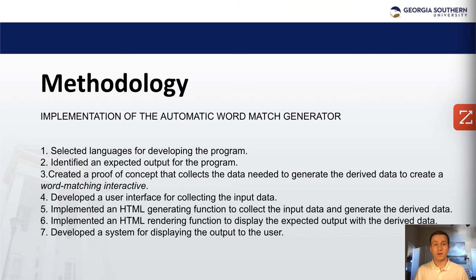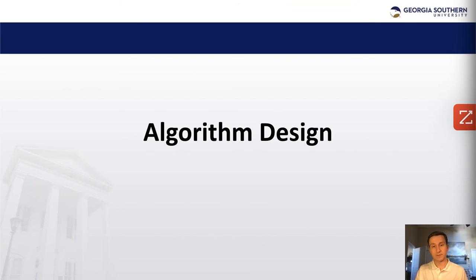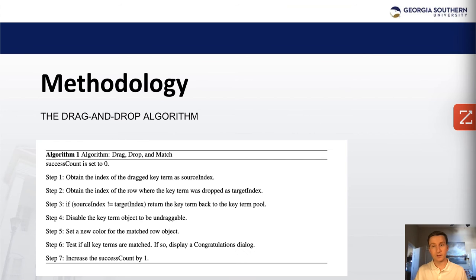So, first we selected languages for developing the program. Java was selected based both on mine and Dr. Liang's familiarity with Java. Then we identified the input and output. Then we implemented the functionality based on the requirement specification. We will discuss what a word matching interactive is in subsequent slides. We'll go through the algorithm design.